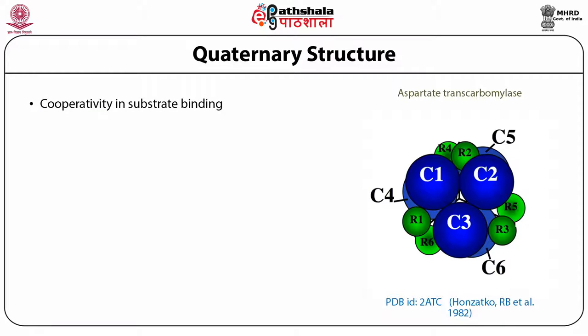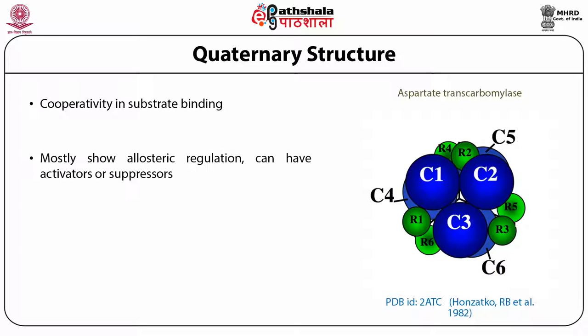Now, the quaternary structures have cooperativity in substrate binding. Cooperativity means, because you have multiple catalytic subunits, if one substrate binds to one catalytic subunit, it enhances the active conformation of the second catalytic site. So that's how we call it cooperative substrate binding.